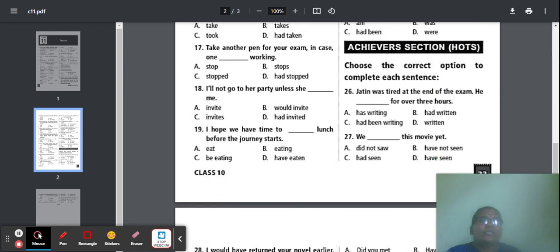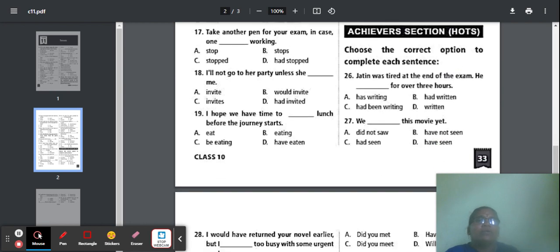Okay, next, achiever section. Choose the correct option to complete each sentence. Look after, have you remembered? Look means look after. Next, I said no, lest should. Okay, like that. These words are a universal truth. We should keep this in our mind. We should write like that only.